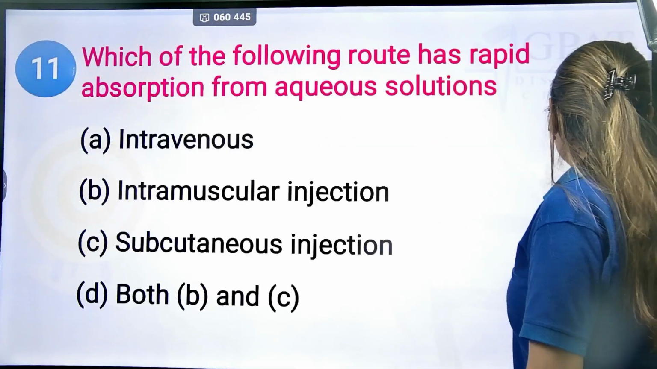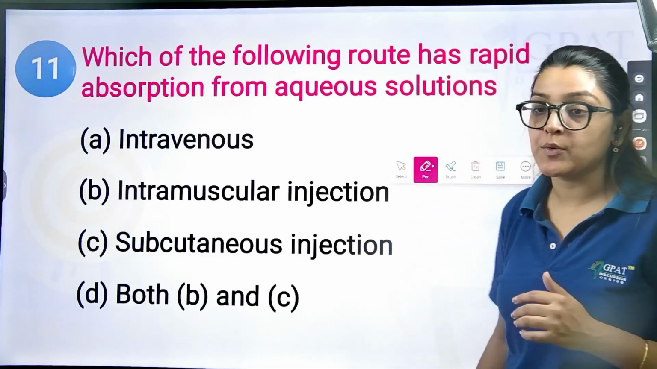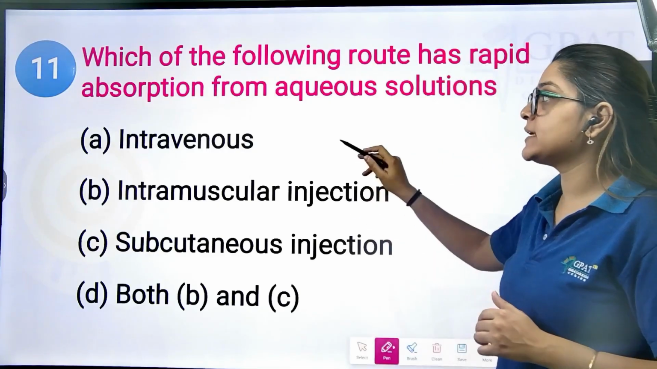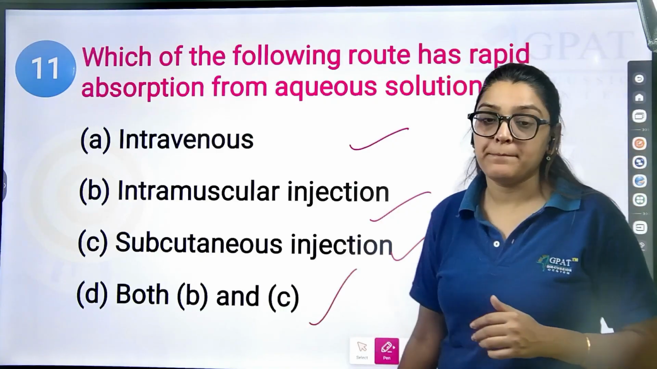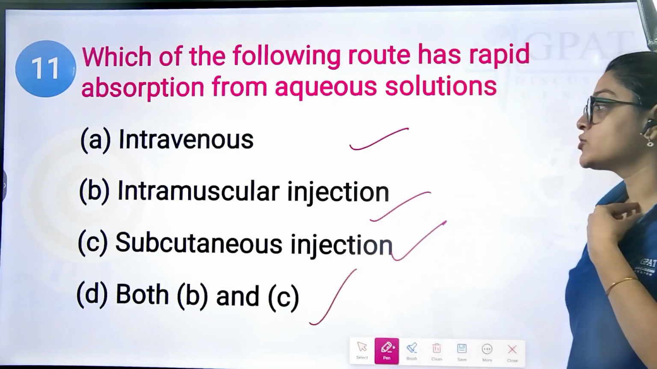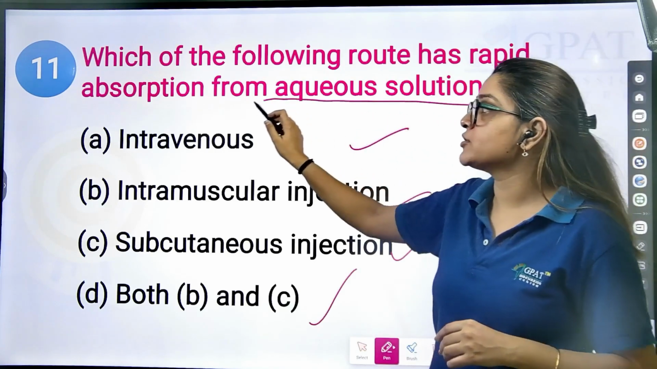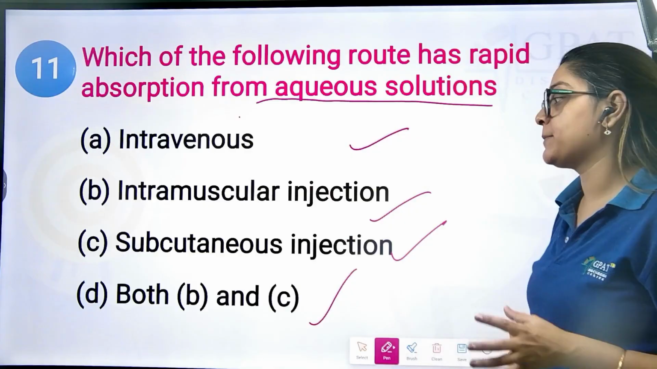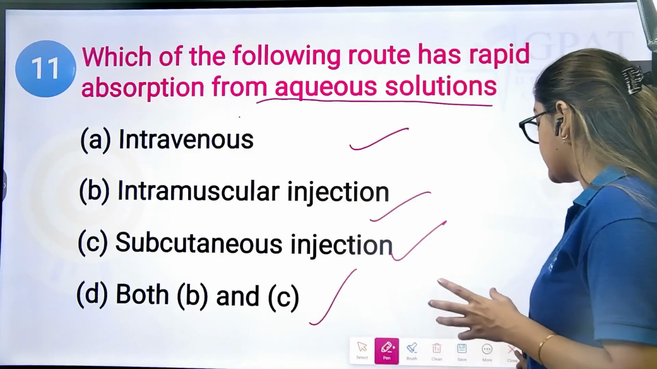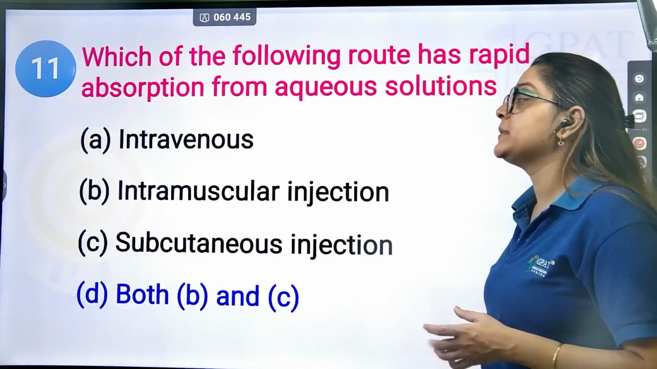Next, which of the following routes has rapid absorption from the aqueous solution? Number one is the intravenous, intramuscular, subcutaneous, or both B and C, right? So we have rapid absorption from the aqueous solution. Now this suggests that the rapid absorption will take place from both intramuscular as well as subcutaneous routes. So the correct answer will be both B and C.